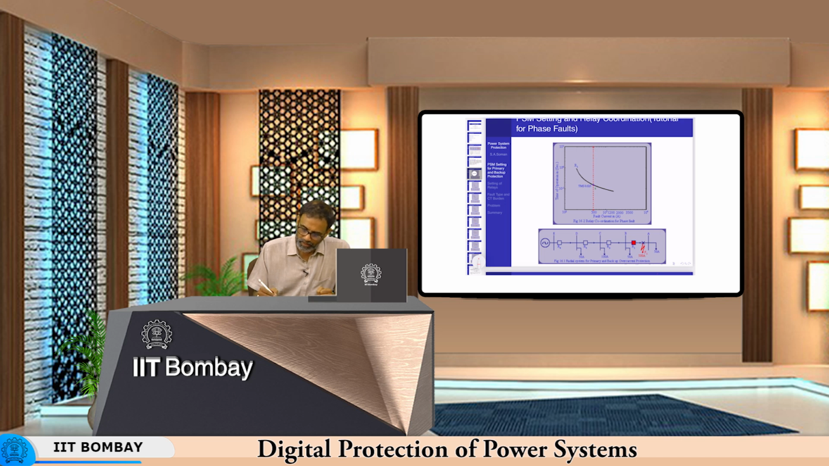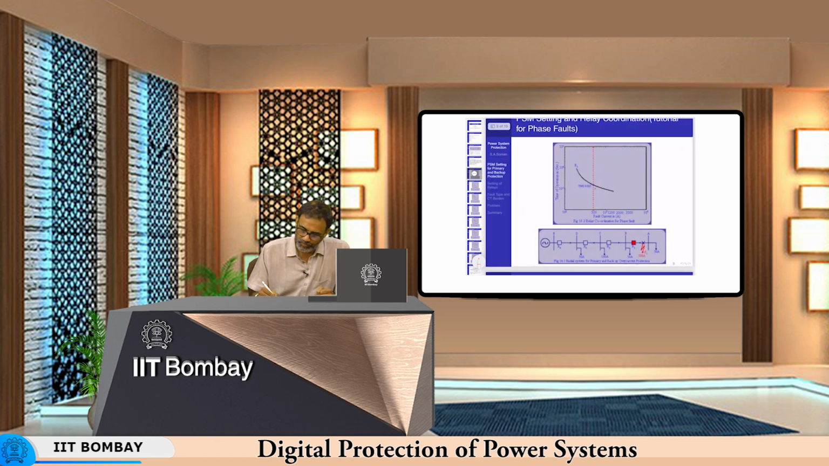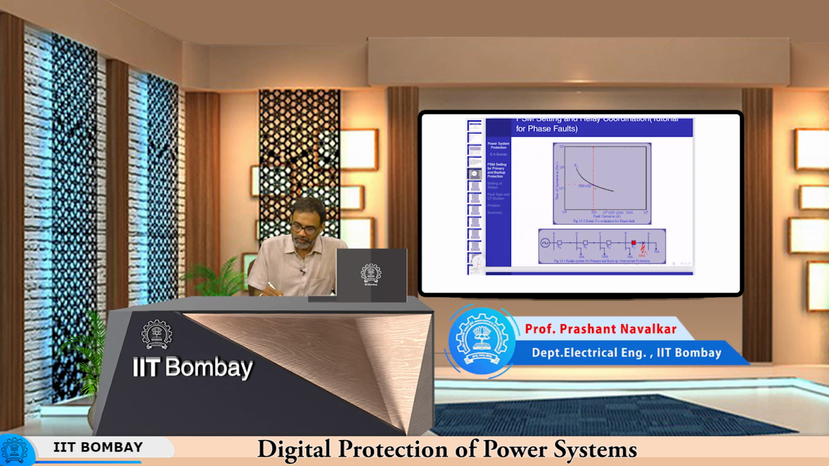And then for the maximum fault current that the relay sees, which is 500 amperes, you find the operating time of the relay. Find the operating time, add the CTI, and then use that as the TMS for relay 2.